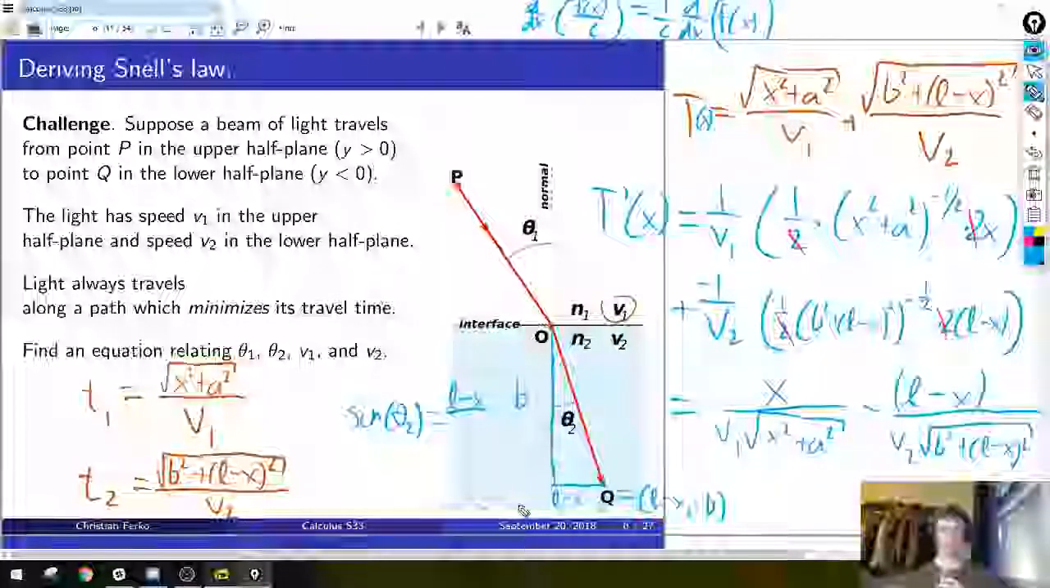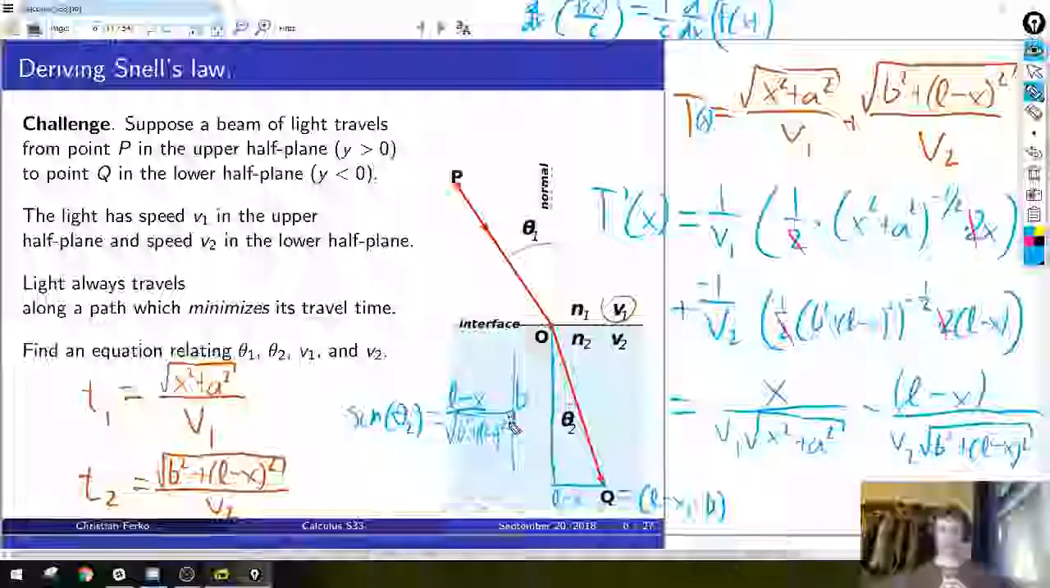Right. Yeah, I think so. And we calculated the length of OQ to be a certain thing. Let me see. Well, you can kind of see by Pythagoras right away. The hypotenuse has to be square root of b squared plus L minus x quantity squared, right? Okay. Just Pythagoras that whole thing. So b squared plus L minus x quantity squared.